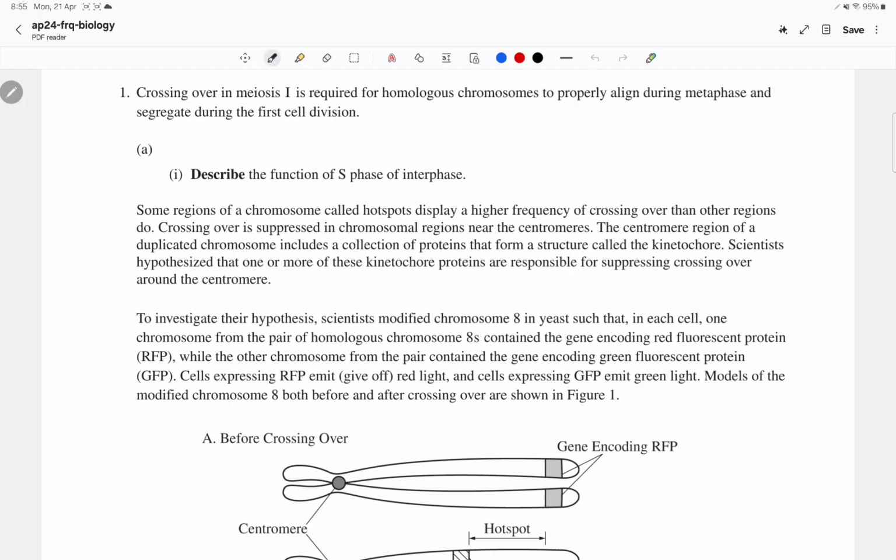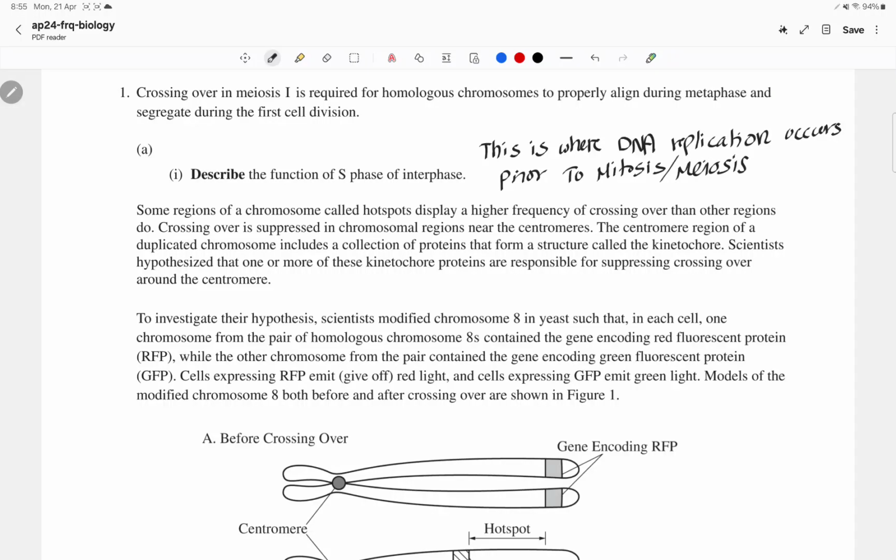A I. Describe the function of the S phase. This is where DNA replication occurs, okay, prior to mitosis/meiosis. Okay, that was easy.